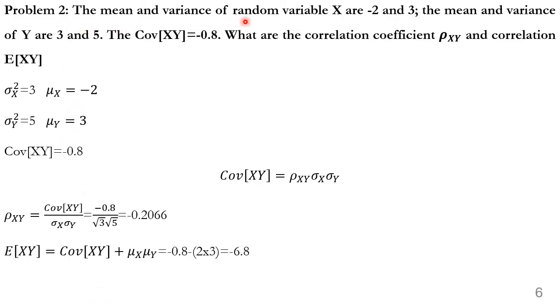The mean and the variance of the random variable x are -2 and 3. The mean and the variance of y are 3 and 5. The covariance of xy is equal to -0.8. What are the correlation coefficient rho xy and the expectation of xy?